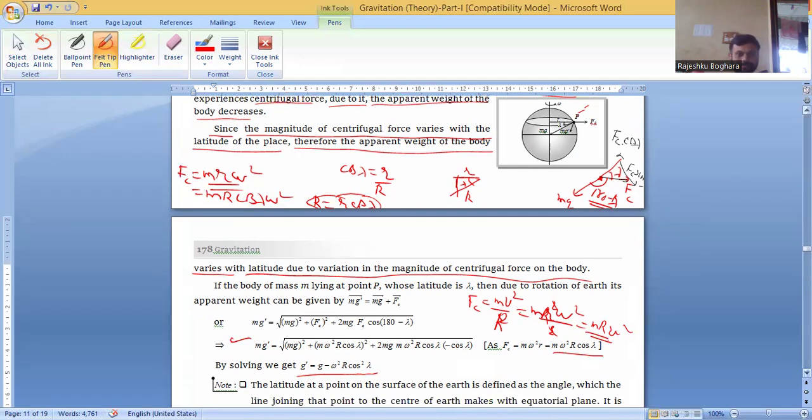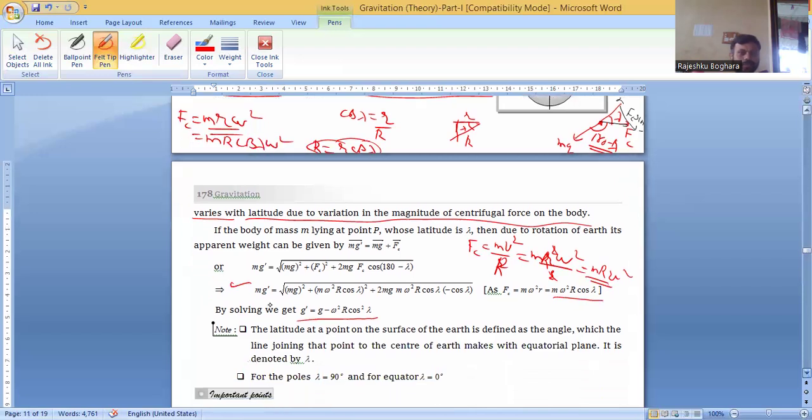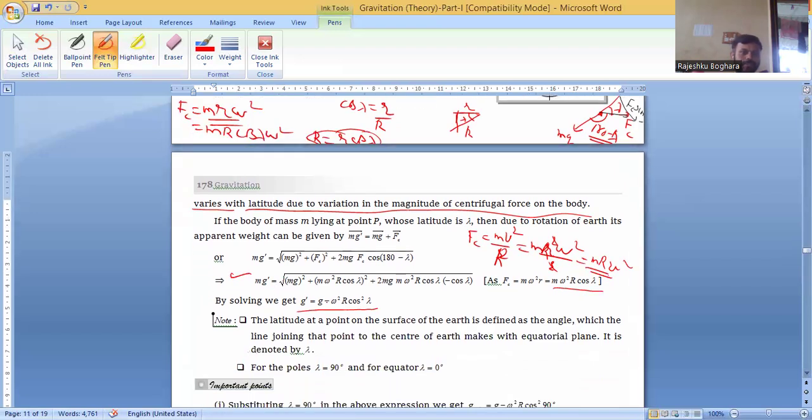Meaning, when lambda changes, g will change. The latitude at a point on the surface of the earth is defined as the angle which the line joining the point to the center of the earth makes with the equatorial line. It is denoted by lambda. Means here we take earth.